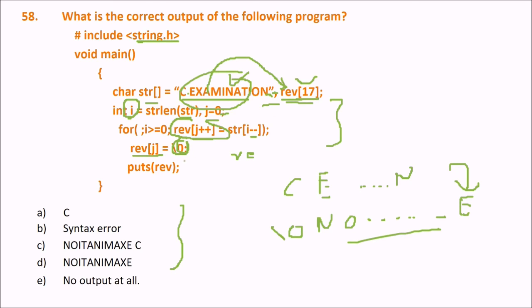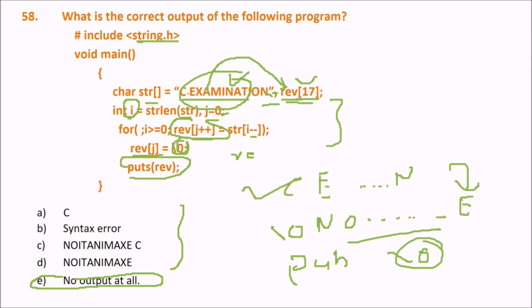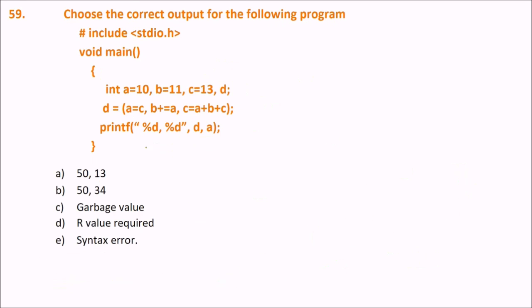But the problem is, actually the answer is no output at all. Even if you guess it right, the display will not be there at all, because once this puts function is used, what does it do? Whenever it encounters slash 0, it will stop. So in this reversal, slash 0 will be the first entry, puts will see slash 0 as the first entry and nothing will be output. So this is the correct answer.